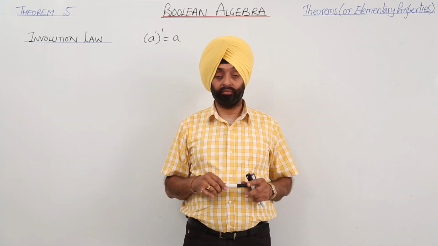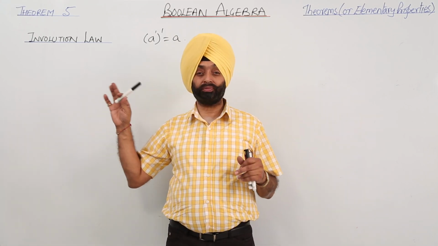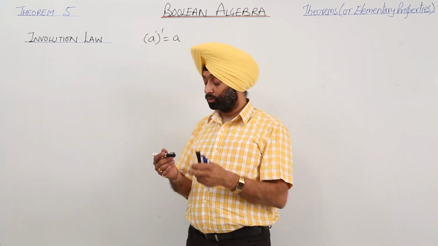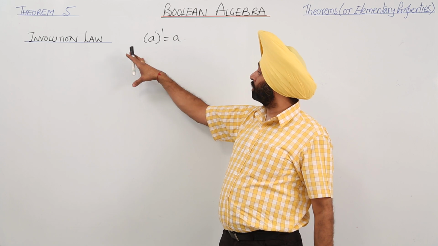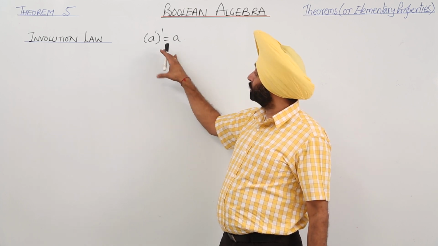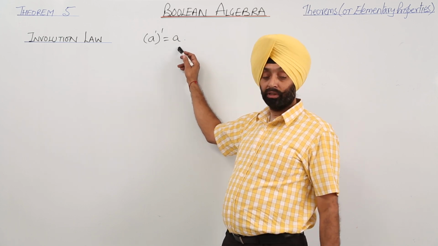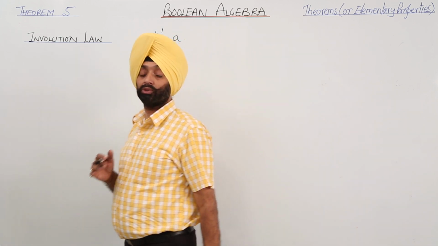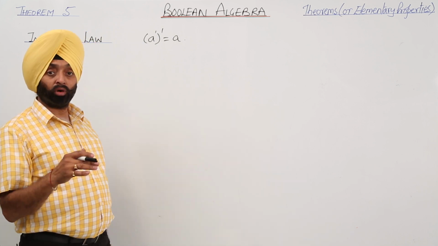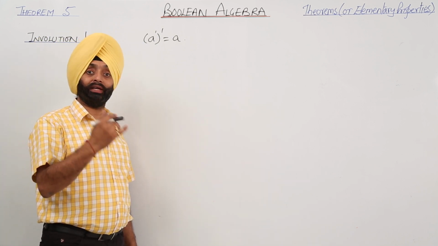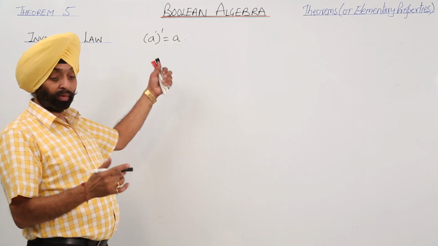Now theorem 5. From here onwards, from 5th onwards, we can also say these are elementary properties of the Boolean algebra. So it is the involution law. It is the inverse of A's inverse, that is A. In set theory also we have done the same thing: the complement of A's complement is A. The same thing is here.